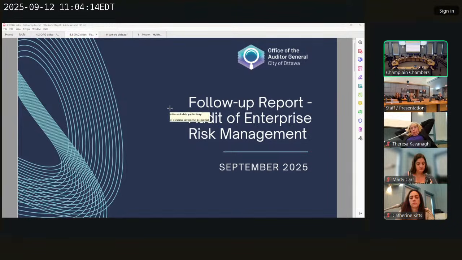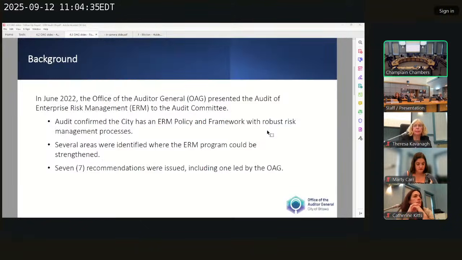In June of 2022, we tabled the audit of enterprise risk management, which we will refer to today during the presentation as ERM. The audit confirmed that the city had established an ERM program that was supported by a formal policy and framework with processes in place to identify and manage most significant risks to the city.